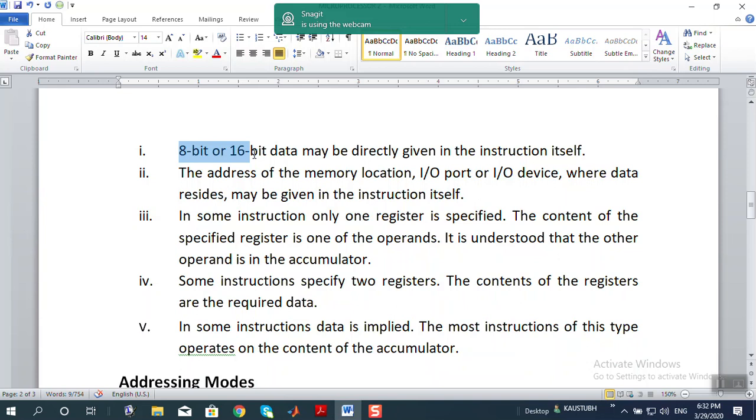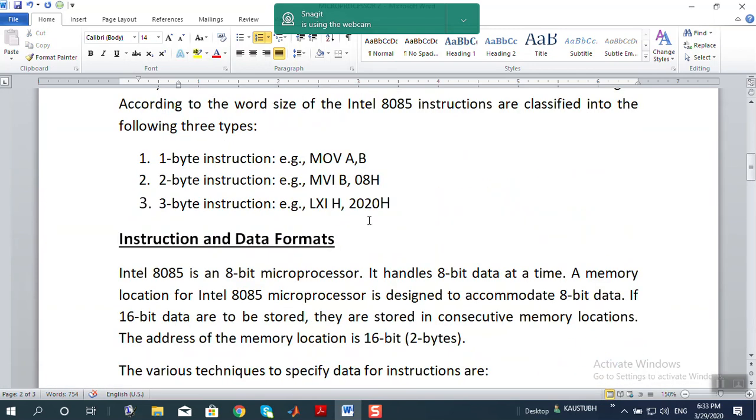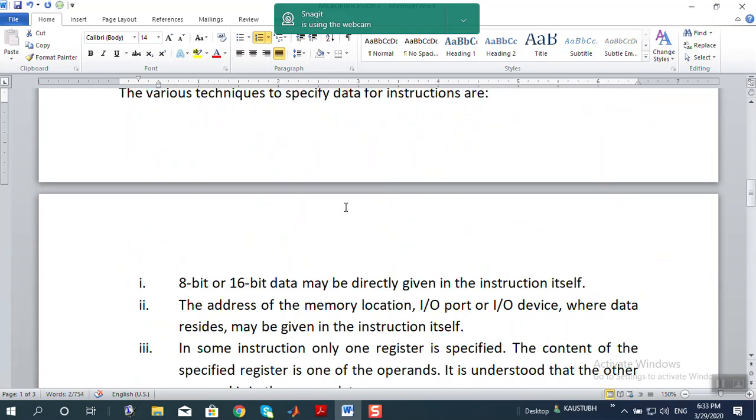Number one, 8-bit or 16-bit data may be given directly in the instruction itself. It's something like this, where 8-bit data is given along with the instruction itself. So the microprocessor will understand that this 08 is the data to be operated on. What is the operation? To copy. What to copy? The data given along with the instruction. Where to copy? To the register B. So in this instruction, 08 is 8-bit data, given along with the instruction. So your 8-bit data may be directly given in the instruction.